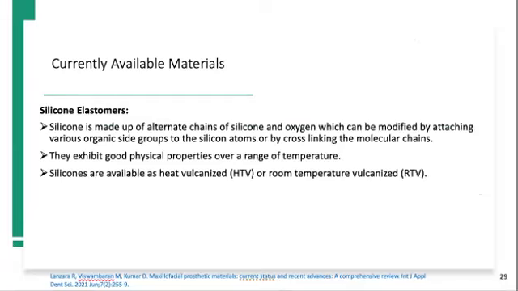Silicone elastomers. Silicone is made of alternating chains of silicon and oxygen. We can make modifications by attaching various organic side groups on the silicon atoms or by cross-linking the molecular chains. That is why we change their properties. They exhibit good physical properties over a range of temperatures. They can be divided into heat vulcanized or room temperature vulcanized.